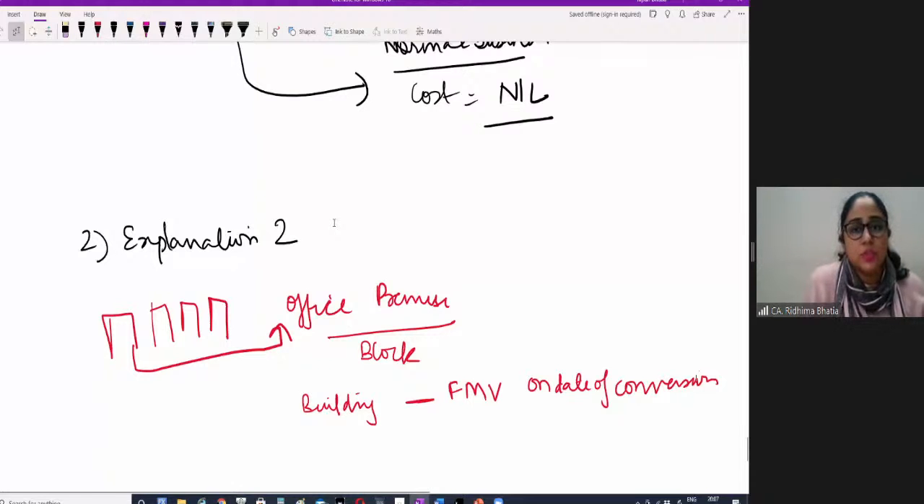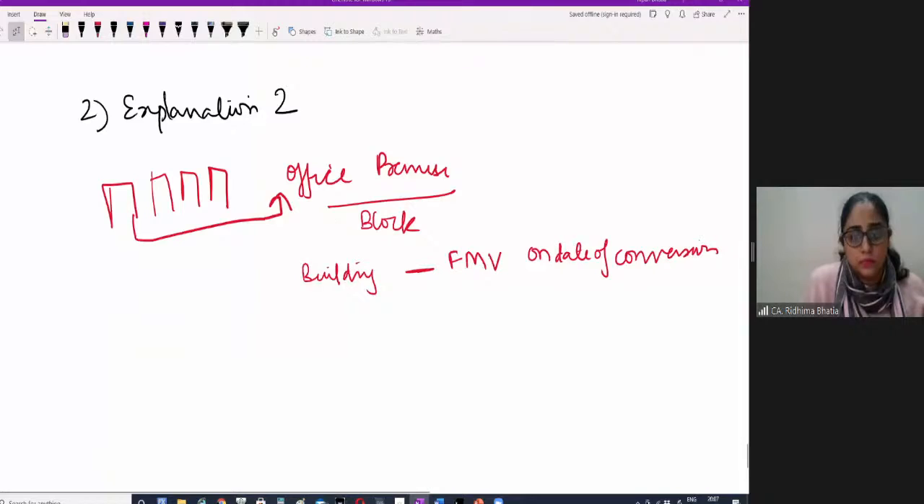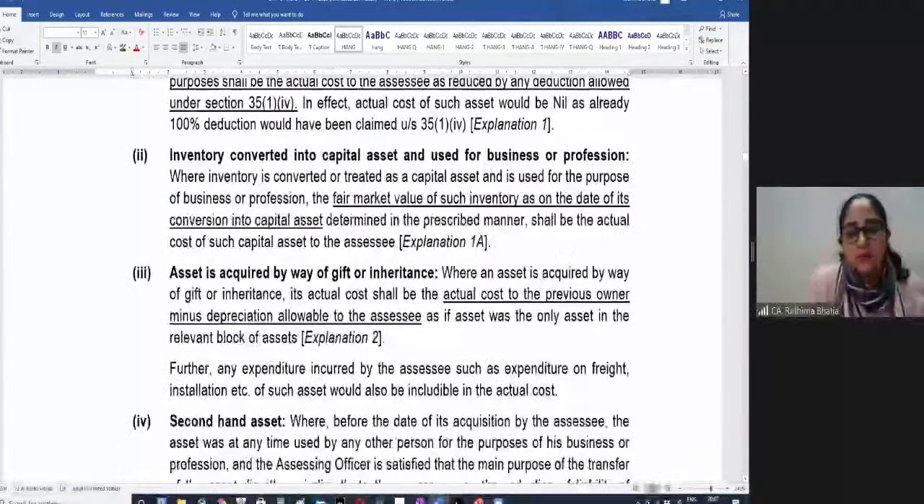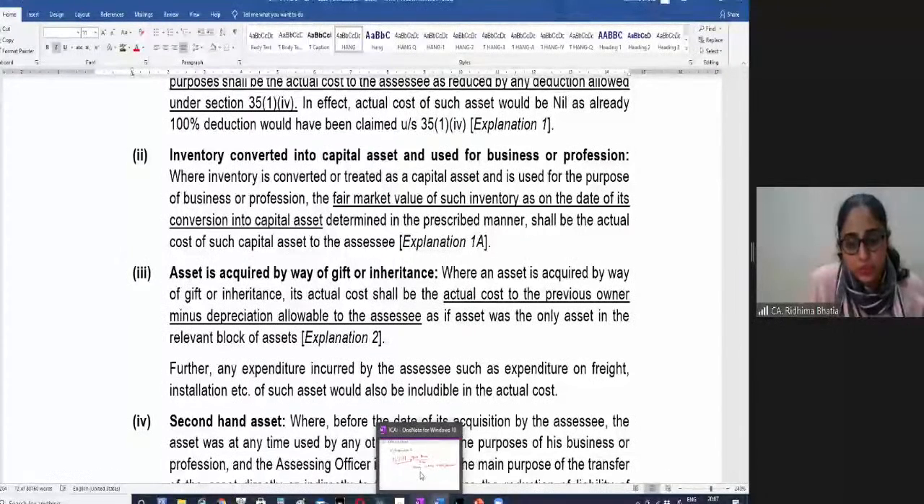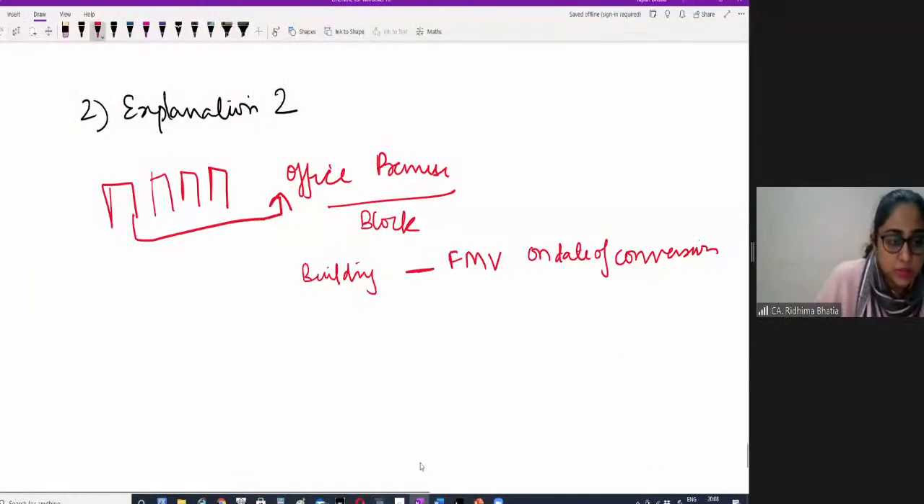Next explanation is: asset acquired by way of gift or inheritance. Explanation 3. I hope you people are writing together. This is not explanation 2, this is explanation 1A.